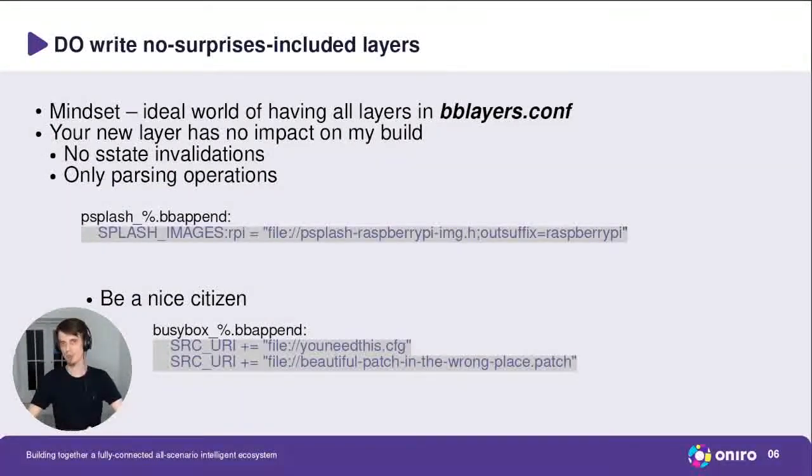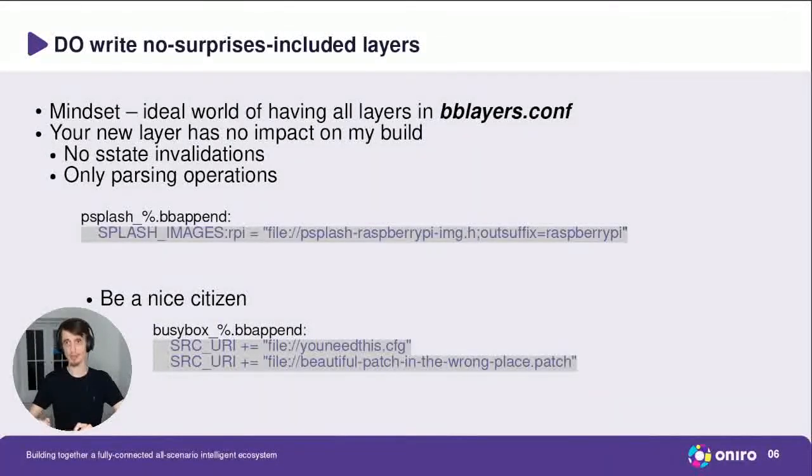Do write no surprises layers. Have a mindset that in an ideal world, all the layers could reside in your bblayers.conf. In other words, if I'm importing your layer in my build configuration, I shouldn't end up with as-state invalidations. And I'm taking now an example from psplash bb append that is provided by the Meta Raspberry Pi Yocto BSP layer.